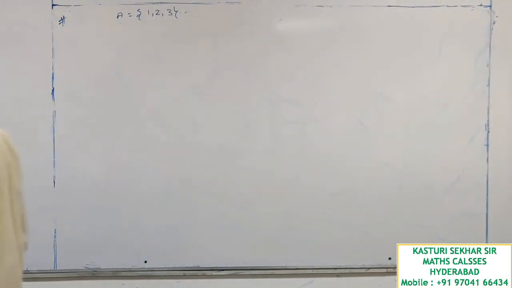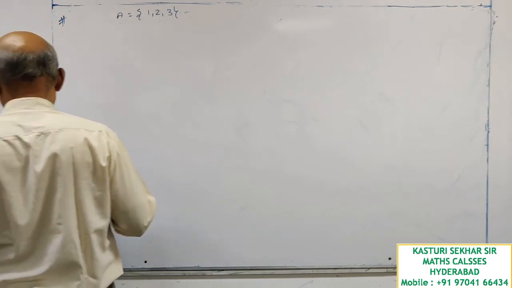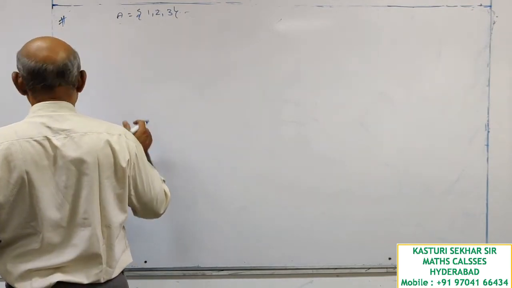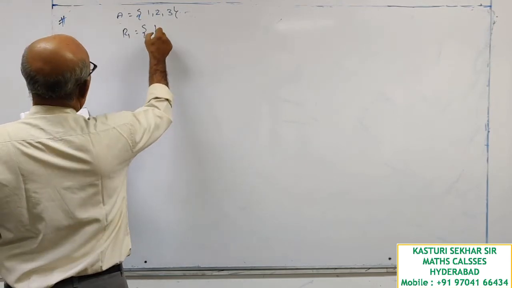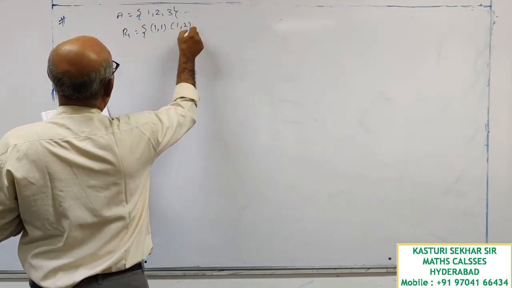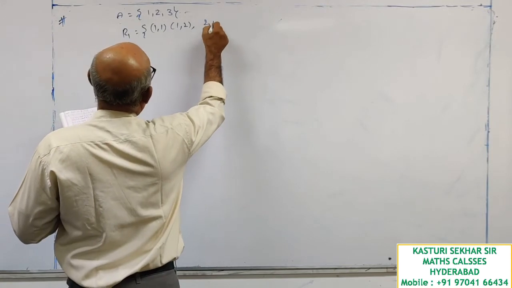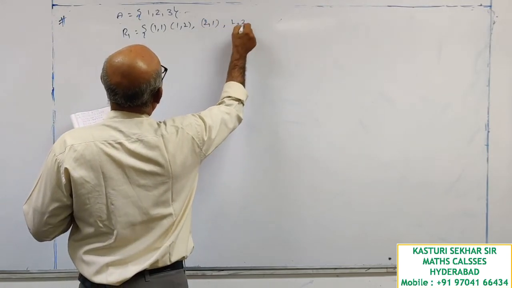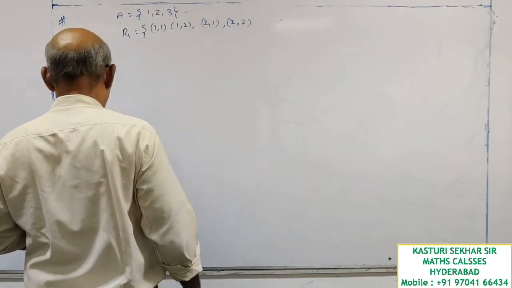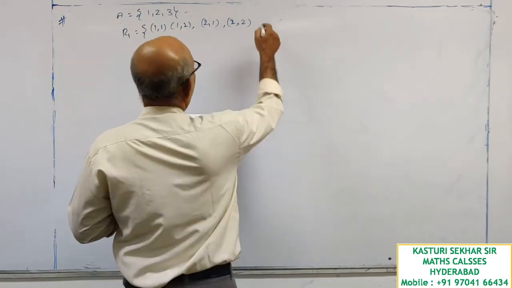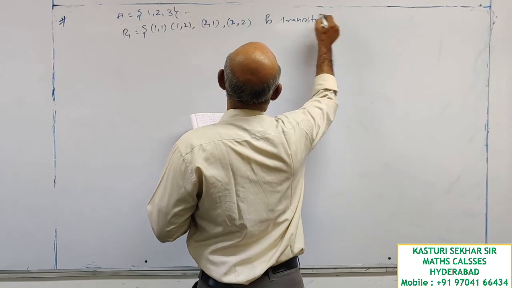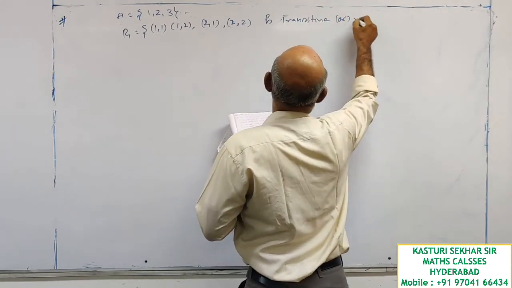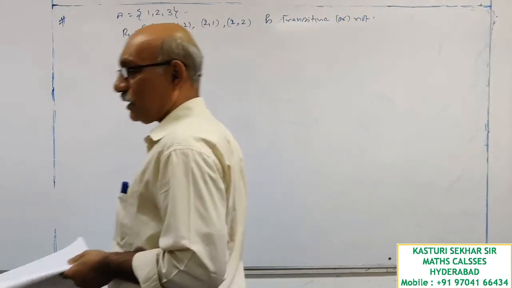A is equal to {1, 2, 3}. R1 is equal to {(1,1), (1,2), (2,1), (2,2)}. Is it transitive or not?